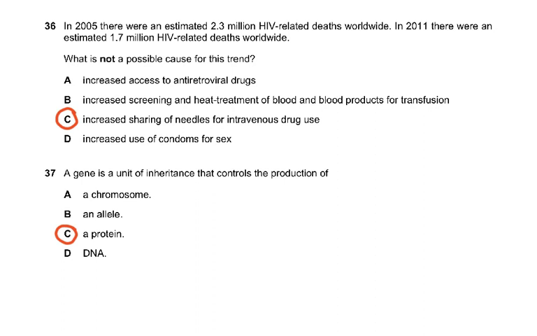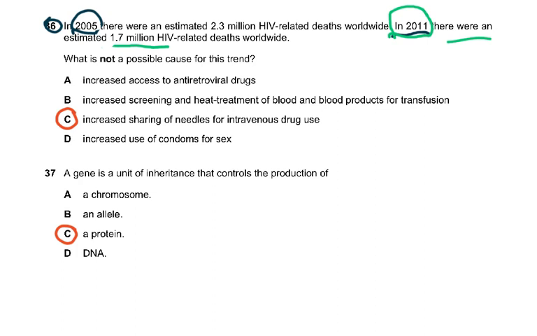Question 36. In 2005, there were an estimated 2.3 million HIV related deaths worldwide. In 2011, there were an estimated 1.7 million HIV related deaths worldwide. So in 2005, 2.3 million. In 2011, 6 years later, 1.7 million. So the number of deaths has decreased.